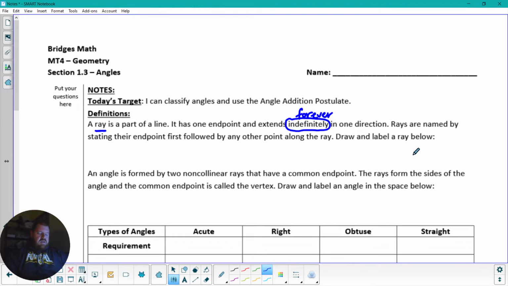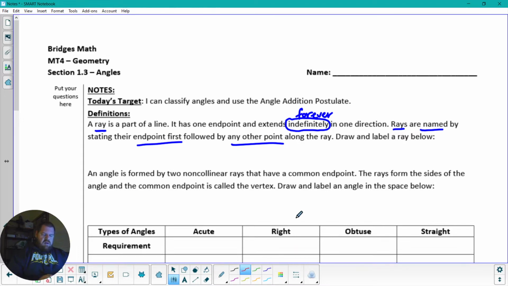It says here that rays are named by stating their endpoint first, then followed by any other point along the ray. So what's important is how they're named: endpoint first and any other point next. All this is similar to using highlighters. You could use different colors for different things. It's up to you.